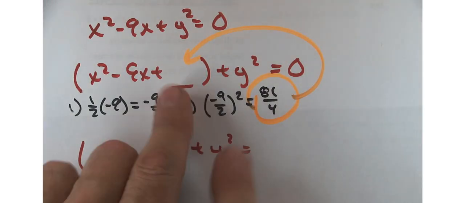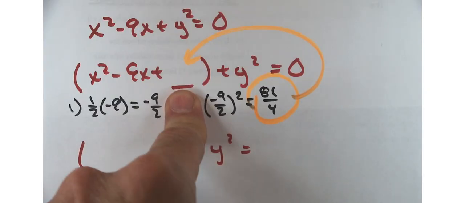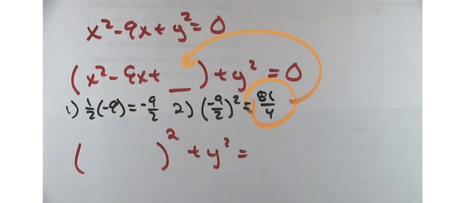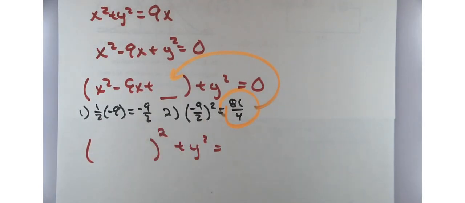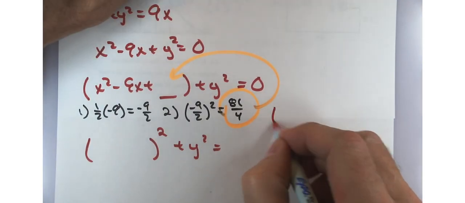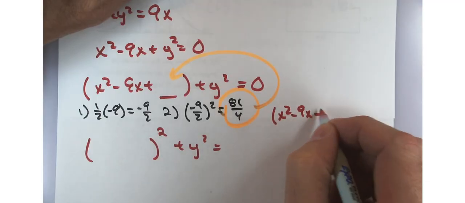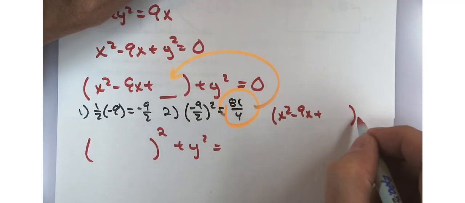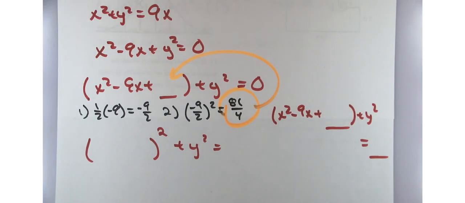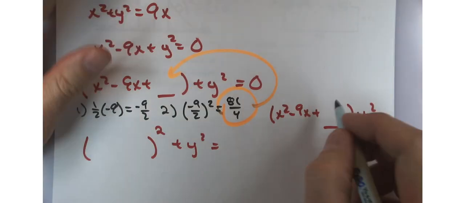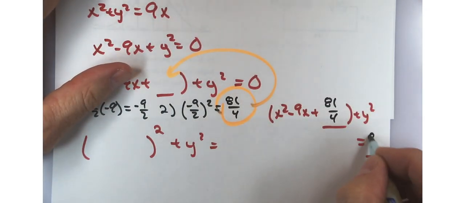Now I can't just put a number here when I'm dealing with an equation. What do I really have to do? If I add something to one side of the equation, what else do I have to do? Add to the other side. So I'm going to add 81 over 4 to both sides of the equation. So kind of an in-between step here. I'm going to have x squared minus 9x plus 81 over 4 plus y squared equals 81 over 4. So I'm going to put that in. 81 over 4, 81 over 4.